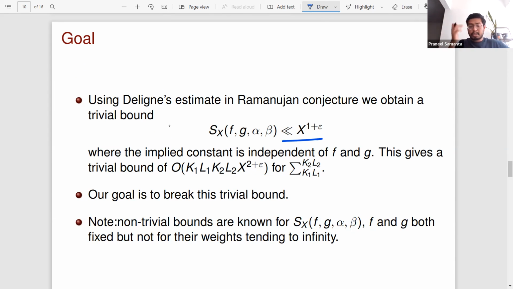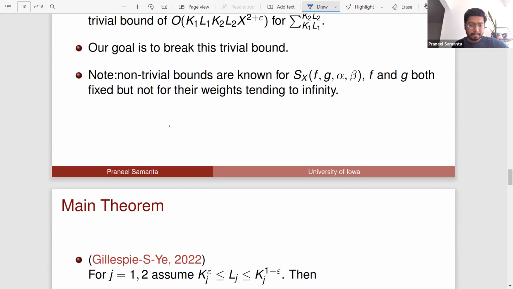Just a note of caution here: this bound has been broken in history. History has seen it in the last few years a couple of times; in Czarnecki's 2016 paper, you will find good bounds over there. But all of those were when F and G were both fixed. For this work that I'm presenting over here, the weights of F and G are both going to infinity. So this work hadn't been done before, and this is a new work that way.